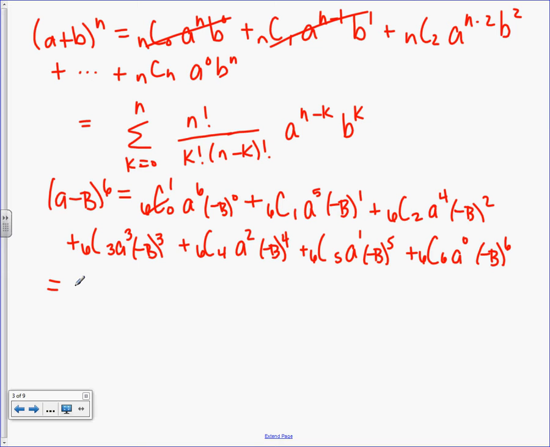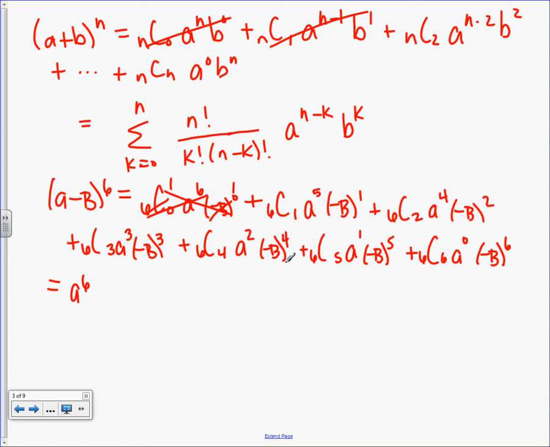Everybody okay with 1? Okay. And then what's a to the 6? It's not a trick question. A to the 6. And what's negative? Well, what's anything to the 0? 1. So I have 1 times a to the 6 times 1. So I get a to the 6. That's done.